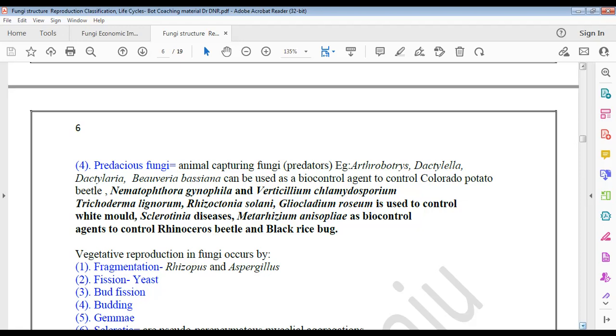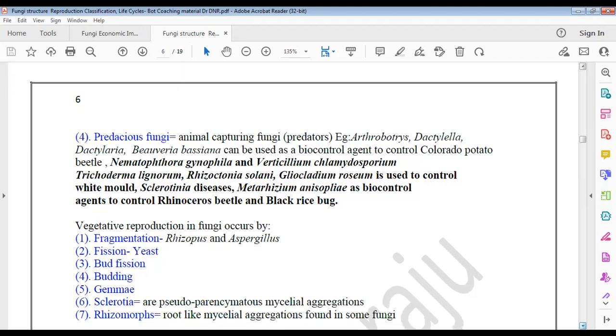Okay, the verticillium. In chrysanthemum plants, we can find that. That's what I told you, marigold and chrysanthemum. You know the chrysanthemum? In chrysanthemum plants and marigold plants we found it.